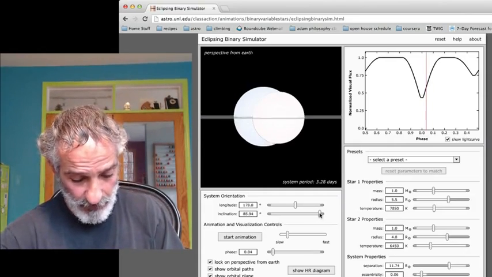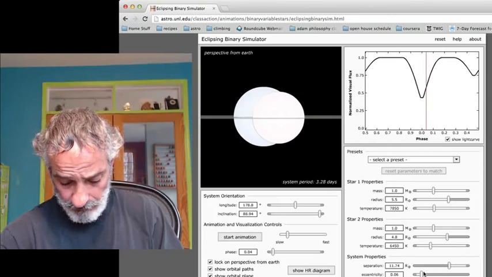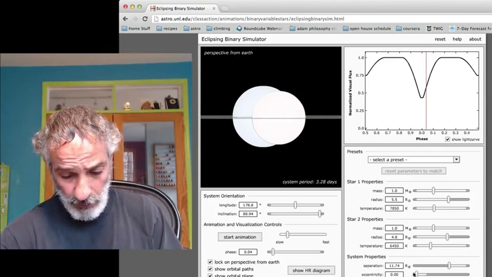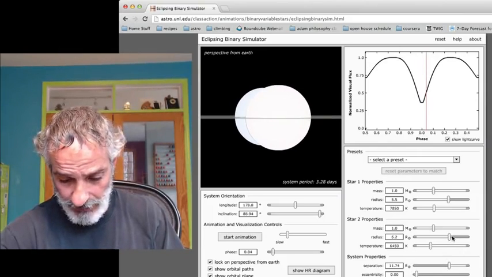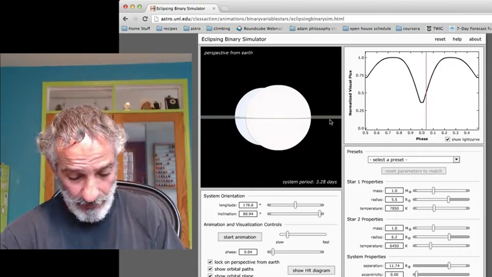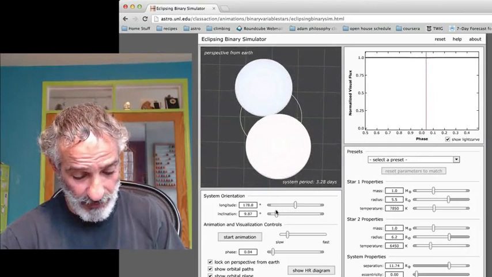But even more fun, if the stars' combined radii become closer and closer to the orbital radius, we get what we call a contact binary. A contact binary is such that the stars are essentially touching each other. That's the situation I have here.